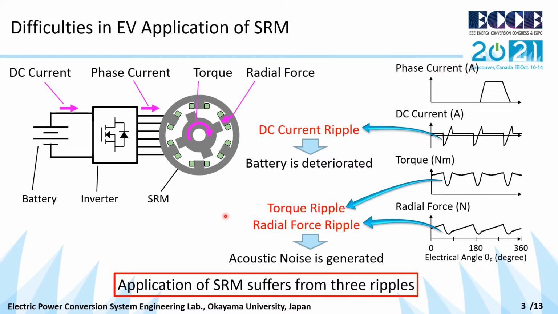Second and third are torque ripple and radial force ripple. These ripples generate large acoustic noise. Therefore, EV application of the switched reluctance motor suffers from these three ripples.